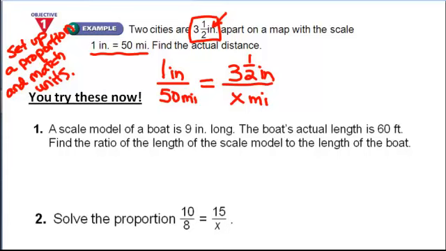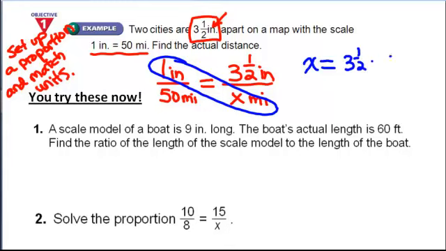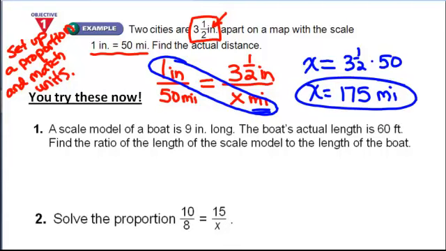So here's my proportion. We are going to cross multiply this. What I get is 1 inch times x miles. I ignore the labels. The labels are the units. I know my answer is going to be in miles. That's all I care about, so I'm going to work with numbers only. So 1 times x is 1x. It's equal to 3.5 times 50. So when I multiply 3.5 times 50, I get an answer of 175, and don't forget your label is miles. That is the actual distance.